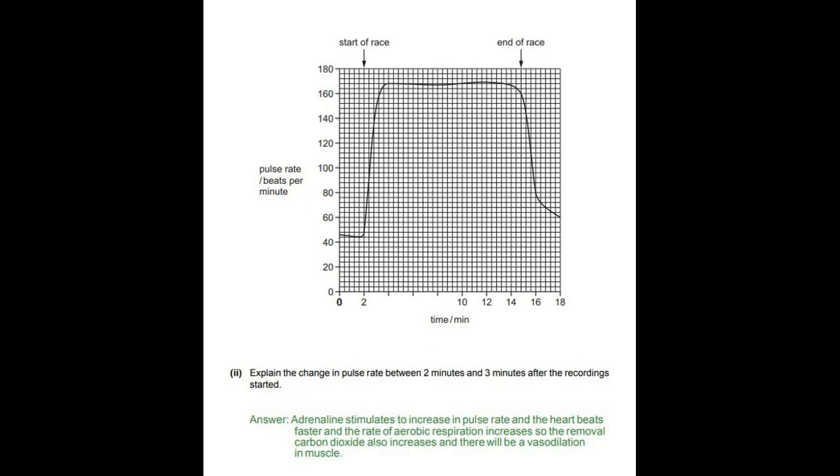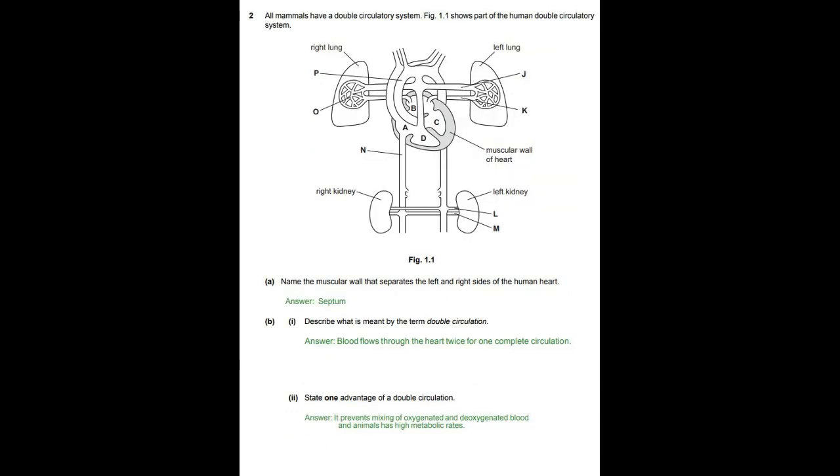Next, there is an immediate increase in pulse rate. Question number 1B2. Explain the change in pulse rate between 2 minutes and 3 minutes after the recording started. So the answer is, adrenaline stimulates to increase the pulse rate and the heart beats faster. So when the heart beats faster, the rate of aerobic respiration increases, so as well as the removal of carbon dioxide will also increase, and there will be a vasodilation in muscle.